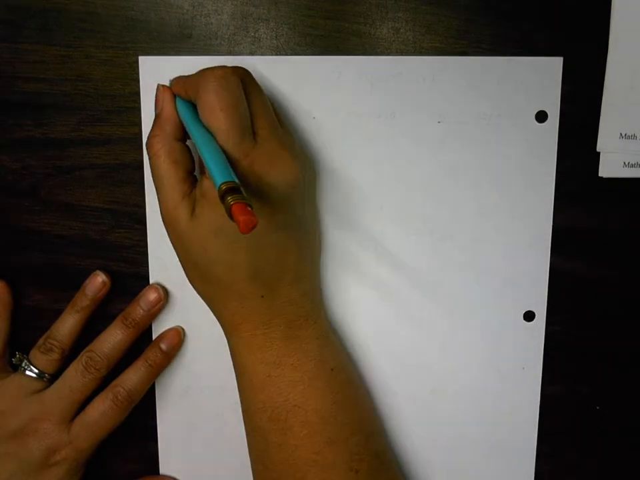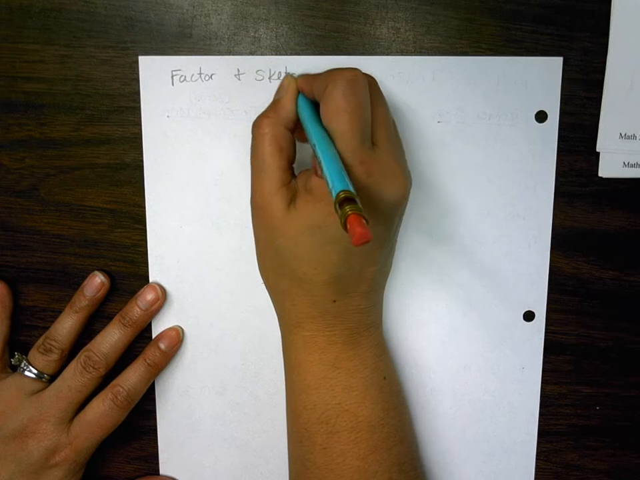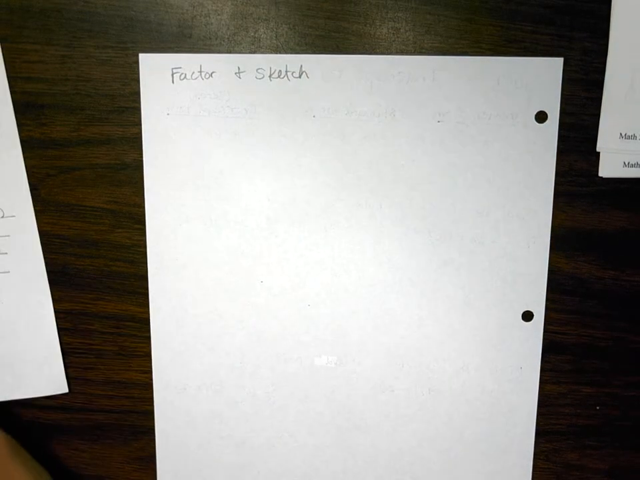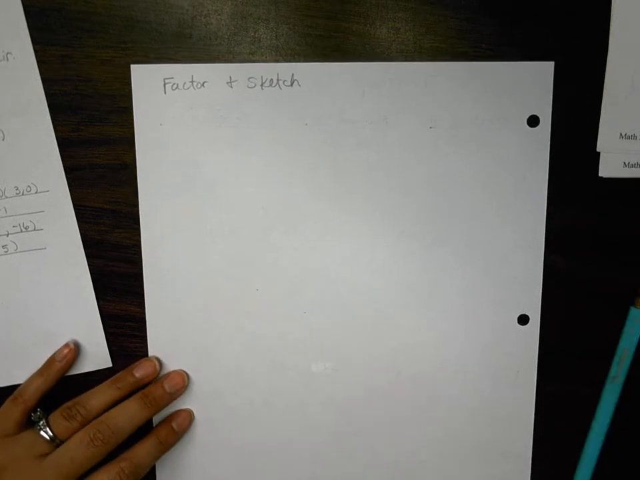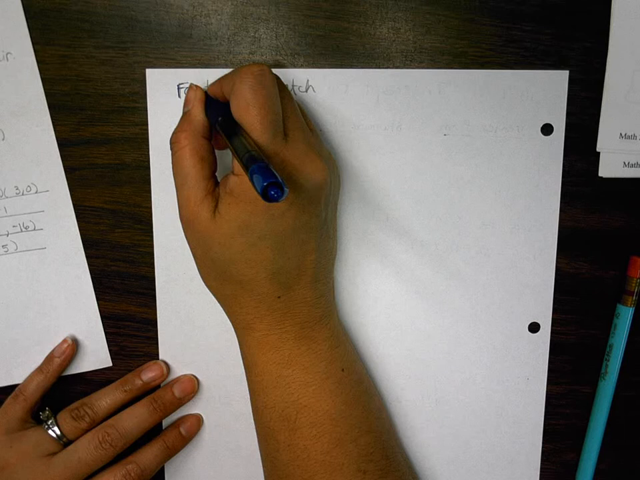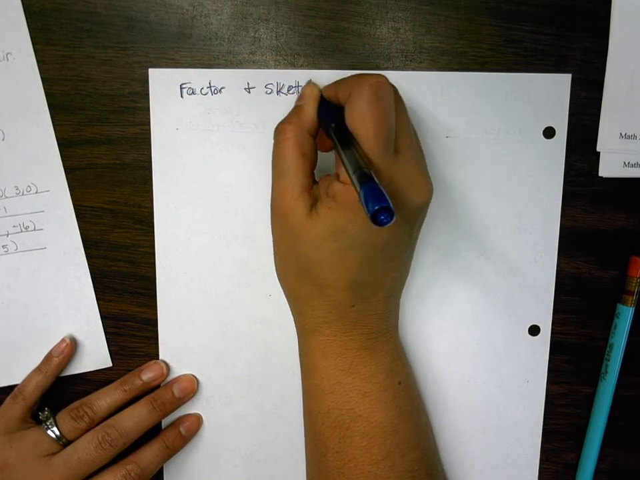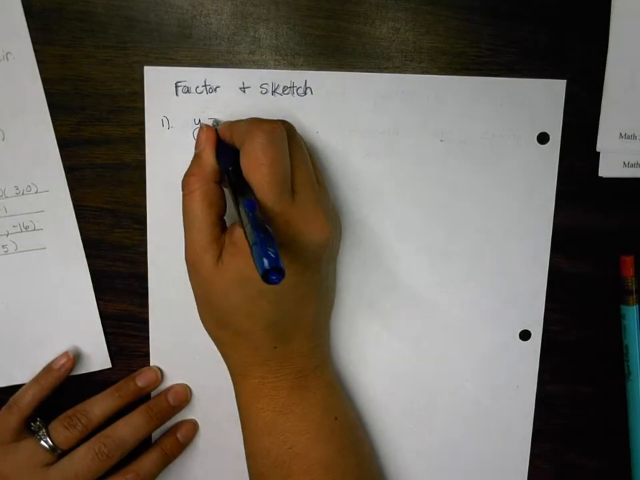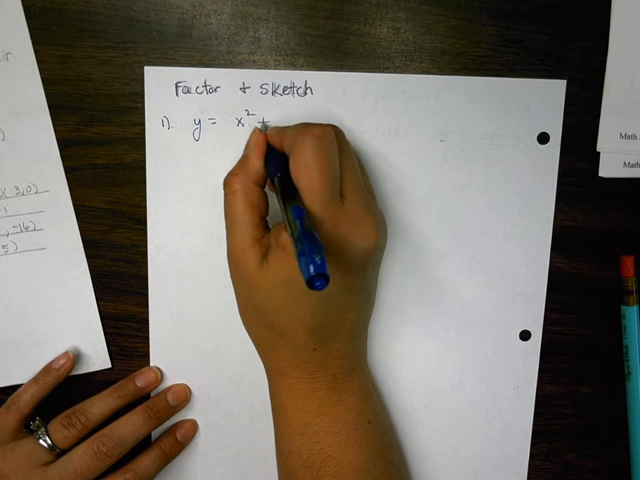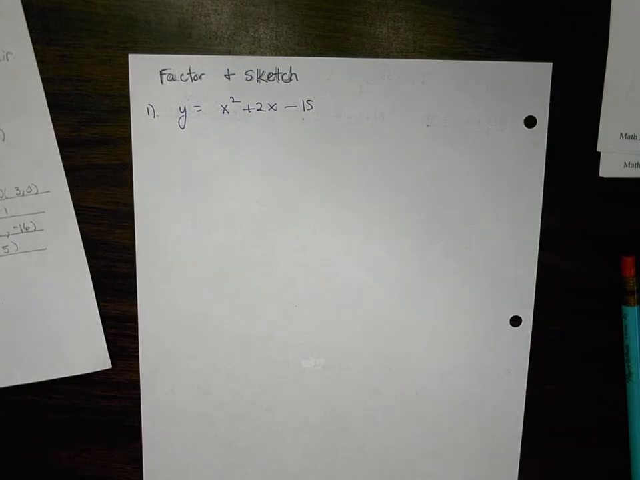All right, let's tie it in with this last one. We are going to factor and sketch. Factor and sketch. Y equals x squared plus 2x minus 15.